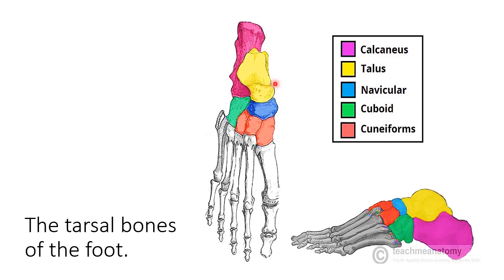The talus is the most superior tarsal bone. It is the transmitter of the weight of the entire body to the foot. And it has three articulations. Superiorly is the ankle joint. Inferiorly is with the calcaneum, called the subtalar joint, between talus and calcaneum. And anteriorly, it's with the navicular bone, this is in blue, called the talonavicular joint. So it is the one that has the most articulations.